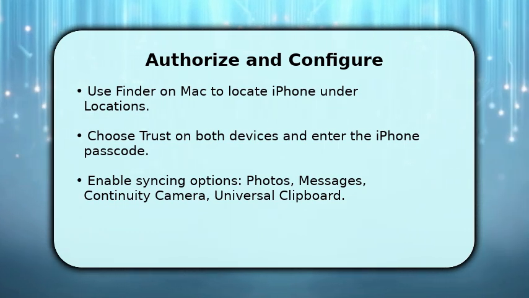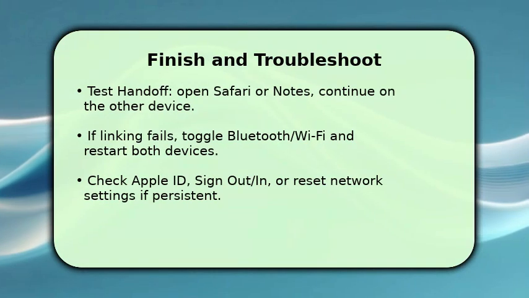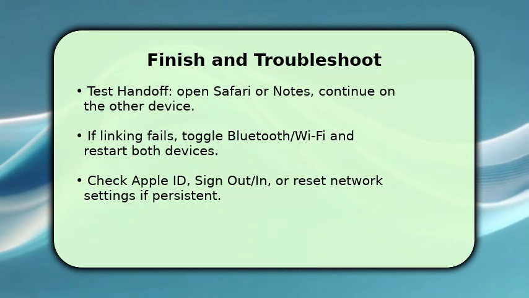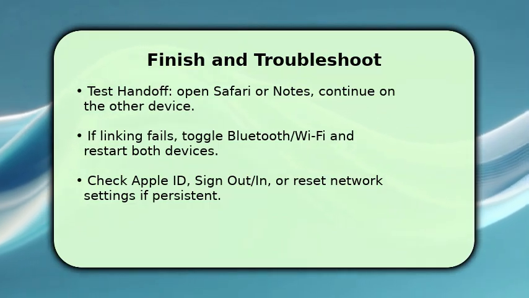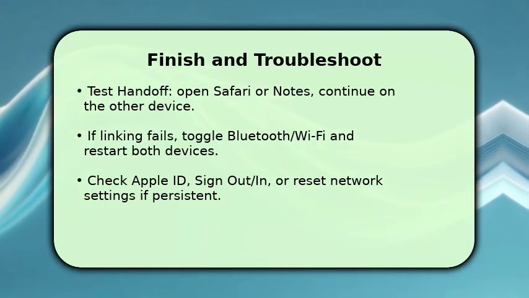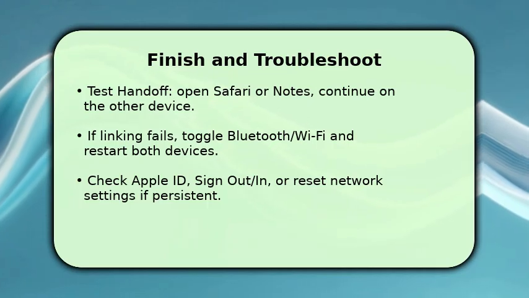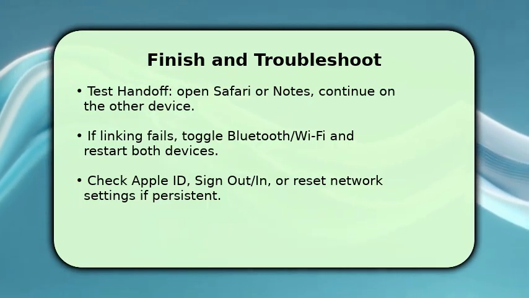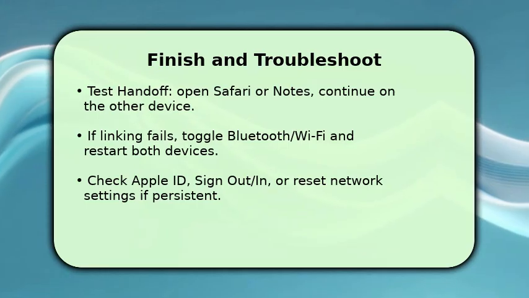You finish by validating the link and knowing how to fix common issues. Test Handoff or Universal Clipboard. Copy text on iPhone, then paste on the Mac. That confirms connectivity. If something fails, first toggle Wi-Fi and Bluetooth, then restart both devices. Simple resets clear most temporary faults.